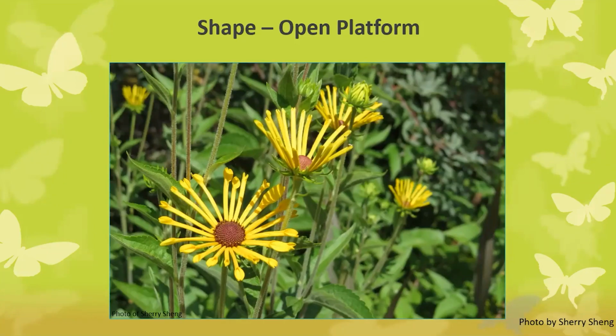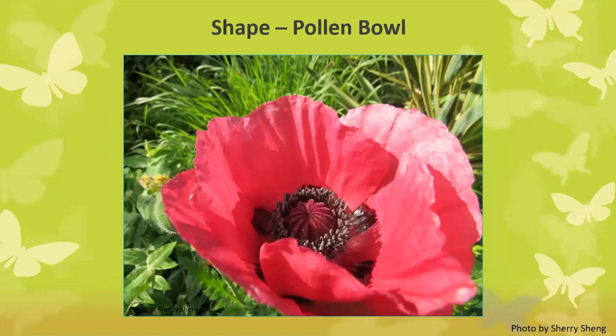One is called open platform. So think of something like a daisy or an aster, which makes the nectar and pollen in the center very easy to reach. The second shape is pollen bowl, something like a poppy. And these flowers tend to have no or little nectar, but are very rich in pollen.